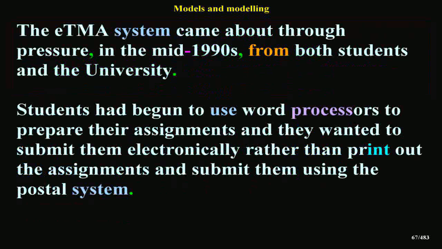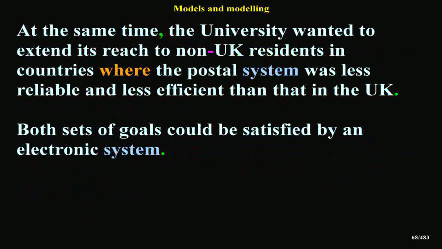The ETMA system came about through pressure, in the mid-1990s, from both students and the university. Students had begun to use word processors to prepare their assignments, and they wanted to submit them electronically rather than print out the assignments and submit them using the postal system. At the same time, the university wanted to extend its reach to non-UK residents in countries where the postal system was less reliable and less efficient than that in the UK. Both sets of goals could be satisfied by an electronic system.